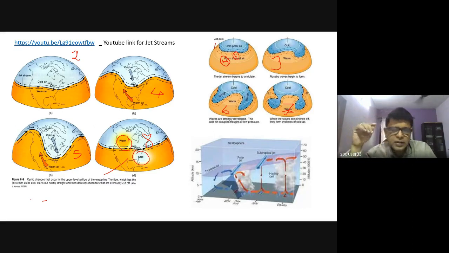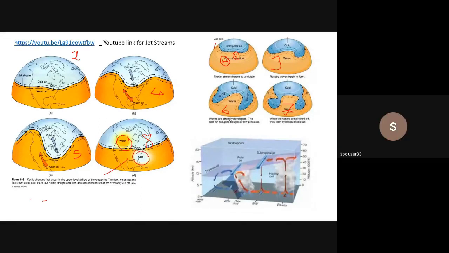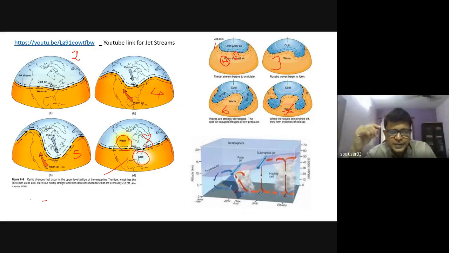Then you see that it intensifies, and you'll see that the pressure gradient force is still north south, but the pattern starts getting a bit wavy. That's the second stage, the wavy path. This is the initiation of the Rossby waves. And once initiated, they intensify as the winter gets more solid.